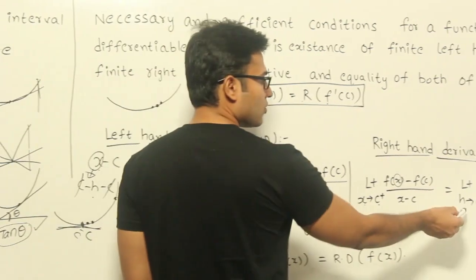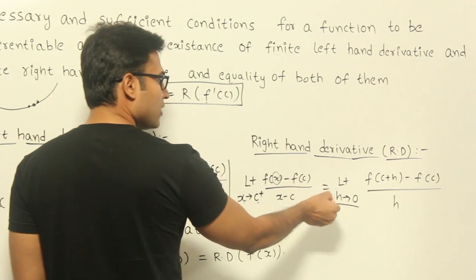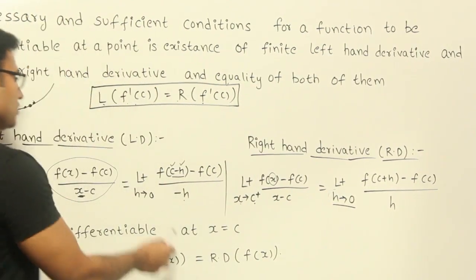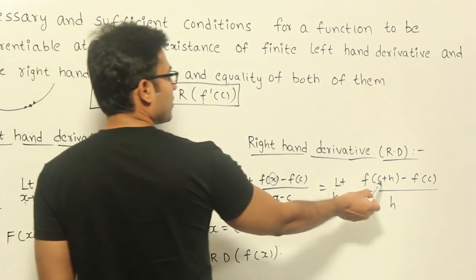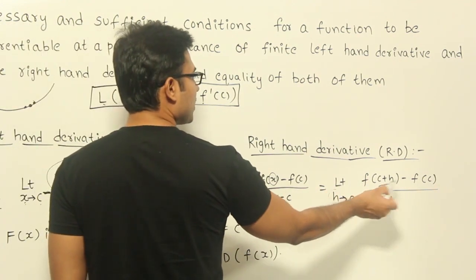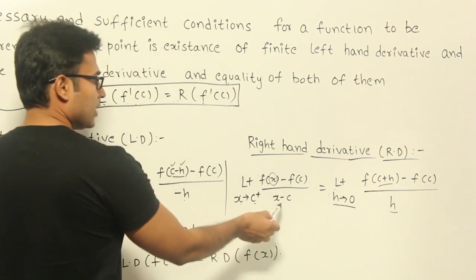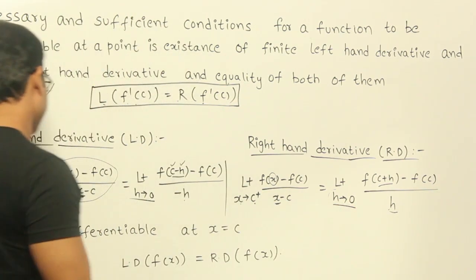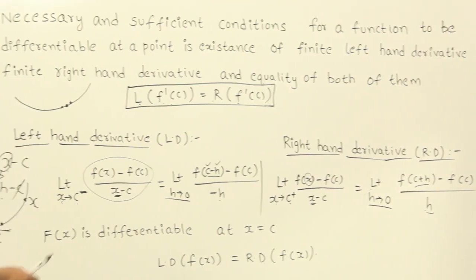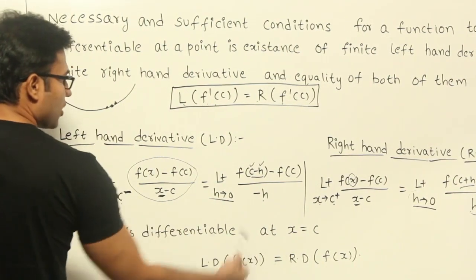Now that value is close to 0, right? Whatever value you are writing is close to 0. Here also, whatever value you are writing is close to 0, right? Now you are going to add that h to c, and in the denominator also you are going to put c plus h, then you are going to get h here. Got it? f of x is differentiable at x if these two are equal.